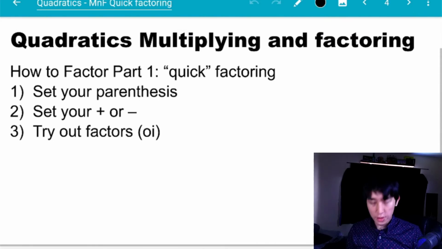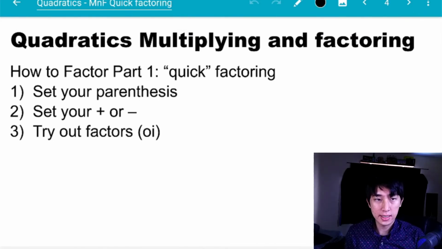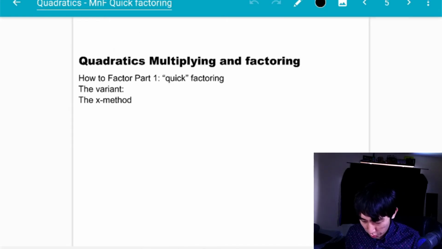So there are three major parts. Number one, set your parentheses. Set your positive or negatives. Again, that's based on your third term. And then finally, try out your factors. Do your outers and your inners. That's your little OI method. And you're just testing to see if it works. Okay, let's do it one last time.